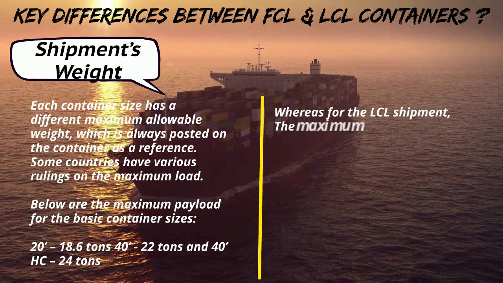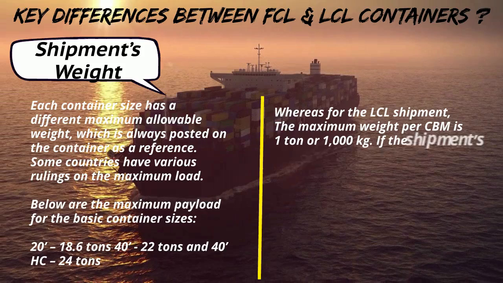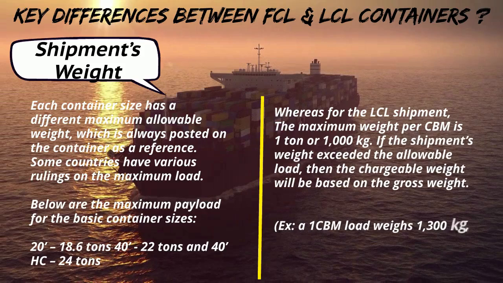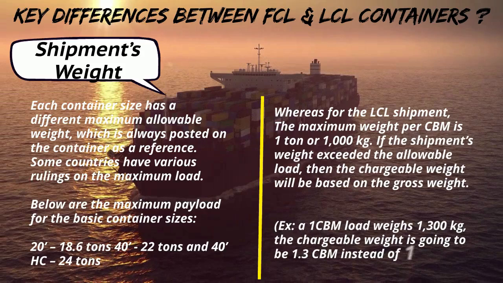Whereas for the LCL shipment, the maximum weight per CBM is 1 ton or 1,000 kilograms. If the shipment's weight exceeds the allowable load, then the chargeable weight will be based on the gross weight. Example, a 1 CBM load weighs 1,300 kilograms, the chargeable weight is going to be 1.3 CBM instead of 1 CBM.